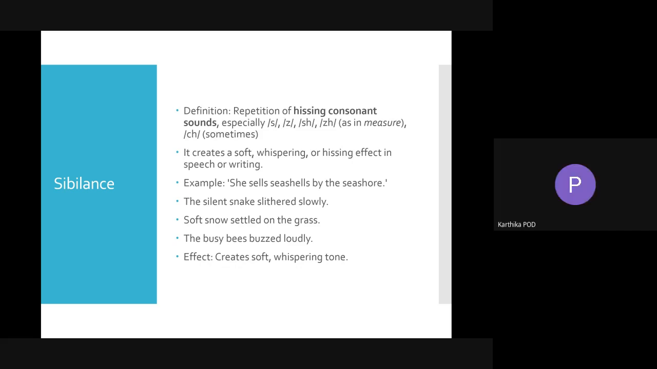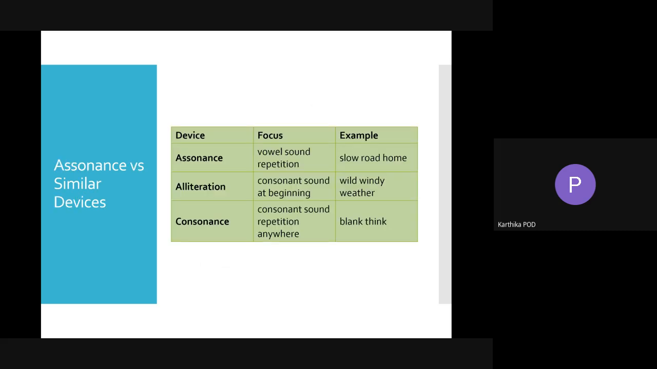So, what you've got to look for is the repetition of hissing consonant sounds. So, anything like s, j, sh, z, sometimes even ch with a hissing sound, sh, right? All of that comes under sibilance.